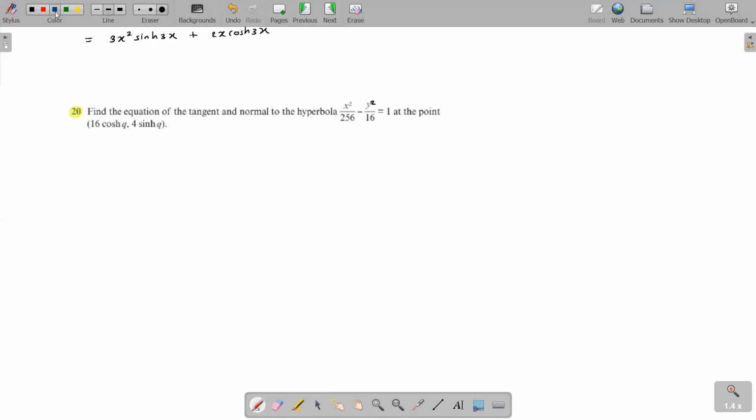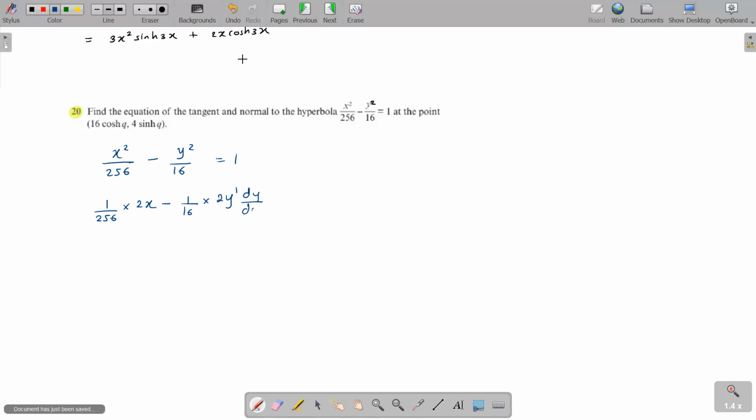So what do we do here? First thing to find the tangent and normal. This is what we discussed in the previous lesson, finding tangents and normals to hyperbolas and ellipses. You need to look at this: x square over 256 minus y square over 16 equals 1. So differentiate with respect to x. I keep 1 over 256 aside, x square differentiation is 2x. 1 over 16 aside, y square differentiation is 2y into dy by dx.